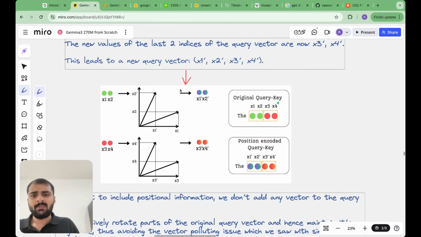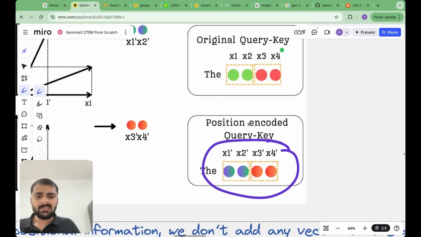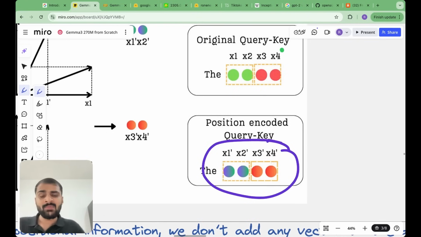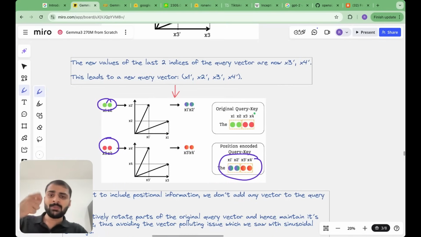So overall what happens is that this x1 x2 x3 x4 vector is converted into x1 dash x2 dash x3 dash and x4 dash. This is now a query vector or a key vector with position included or position embedded, right? So the position information is embedded through this rotation.